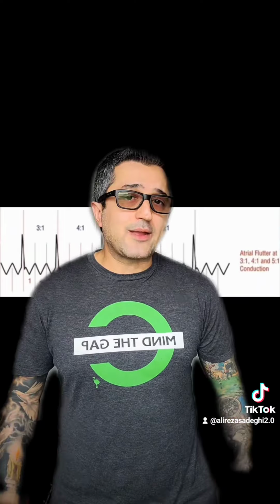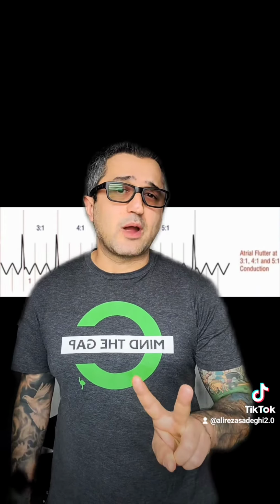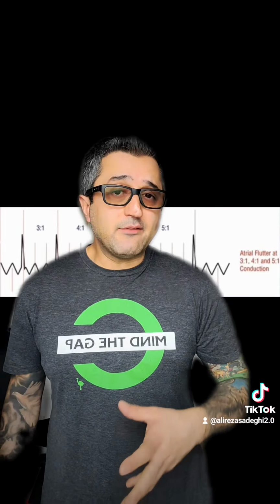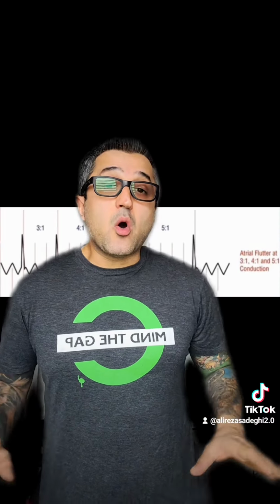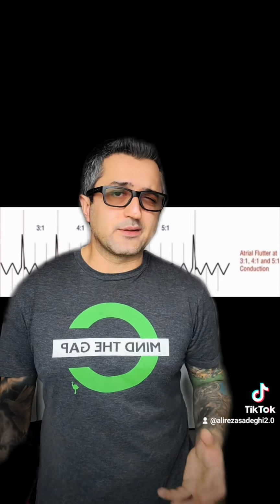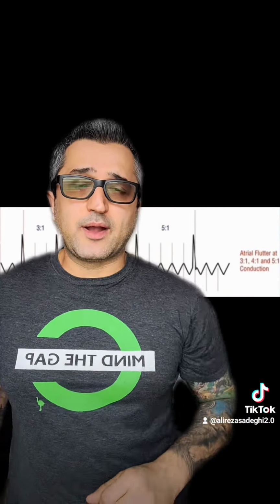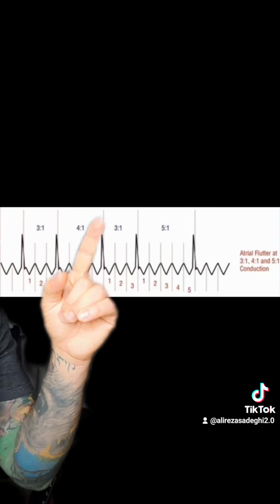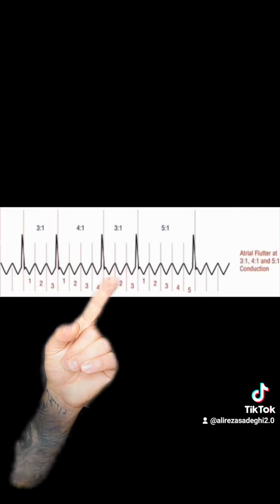A flutter could be regular. For example, you could have 2 F waves for each QRS complex, in which case you would document you have an A flutter with 2-to-1 conduction. Or you could have an A flutter that's irregular with what we call variable conduction. Now, the easiest way to figure out your conduction to QRS ratio is to draw a line over your peaks and count your troughs.